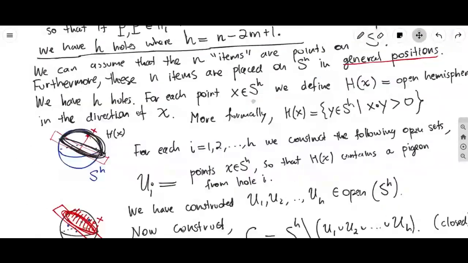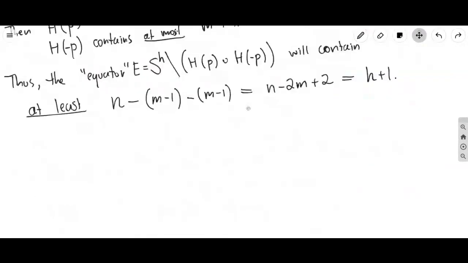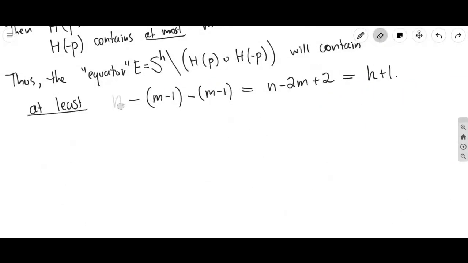Let's just go all the way back up. See, that's the optimal number in Kneser's conjecture, n minus 2m plus 1. So we're getting one more. We're getting n minus 2m plus 2. We're getting one more. So the equator will contain at least n minus (m minus 1) minus (m minus 1). So do a little bit of manipulation, n minus 2m plus 2. So that's h plus 1 items.